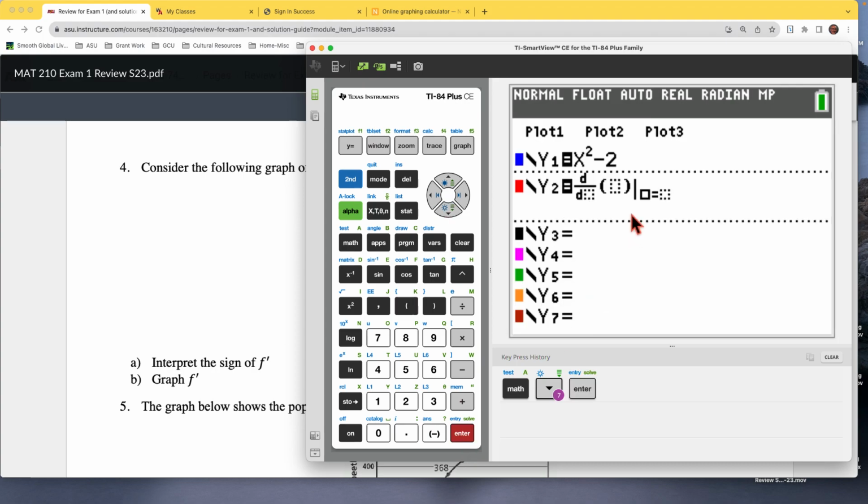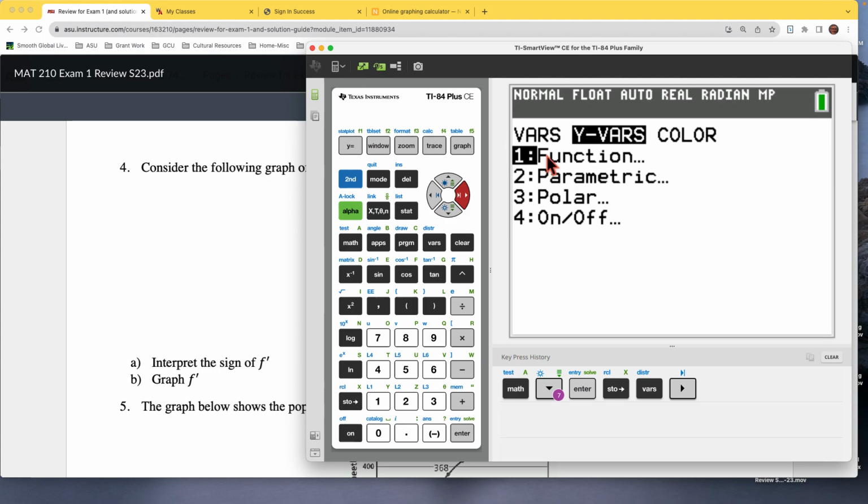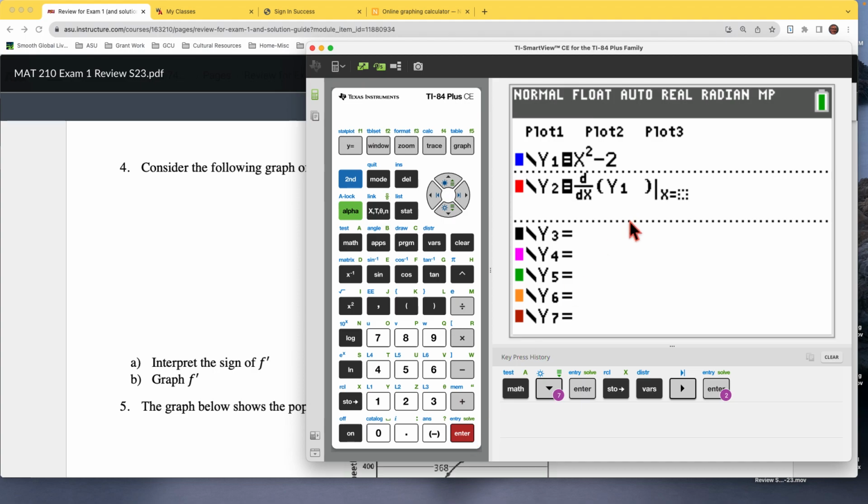But watch what happens. It's actually going to graph this for us. d/dx, right? We want the derivative of whatever is in y1. And now this is where it gets a little complicated. How do we get y1 in there? Well, you can go to vars for variables, and then you go over to the y variables. We're looking at functions. So we enter, and actually, watch this. If I do this, it's now got y1 in there. So whatever I put in y1, y2 is going to be the graph of its derivative, almost.